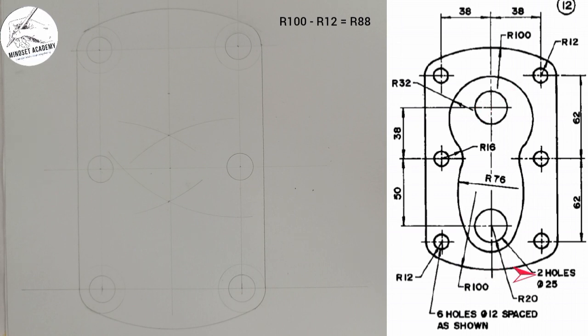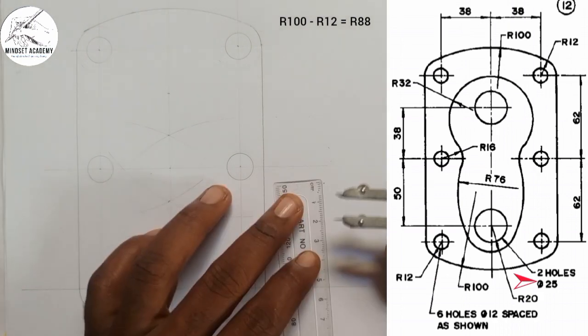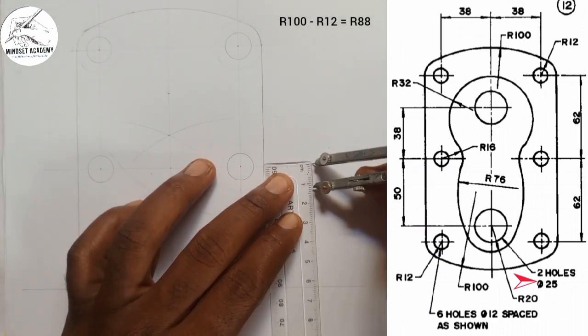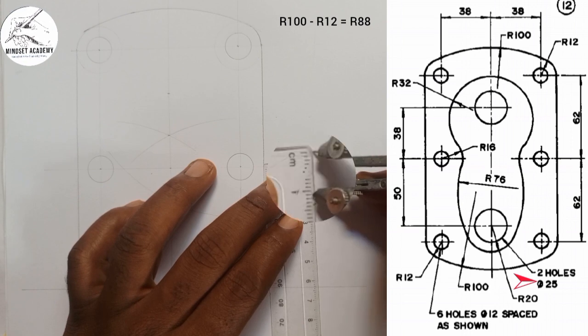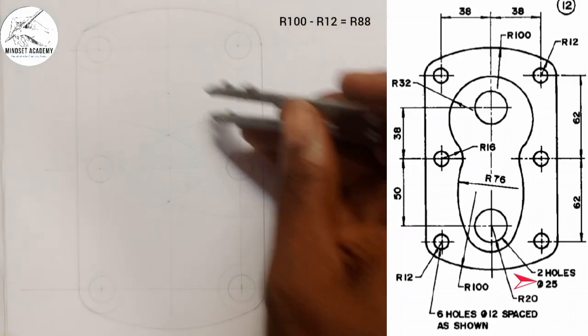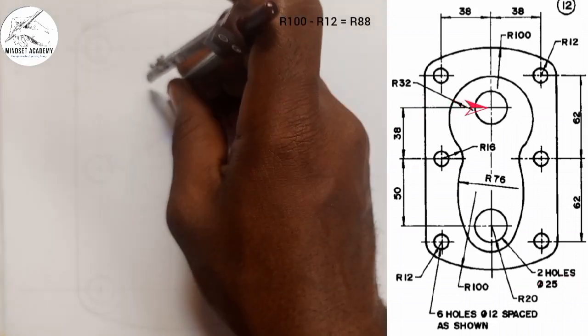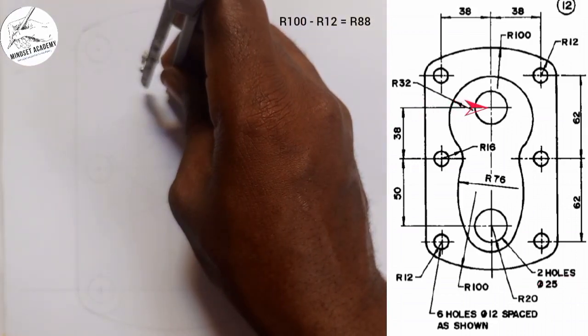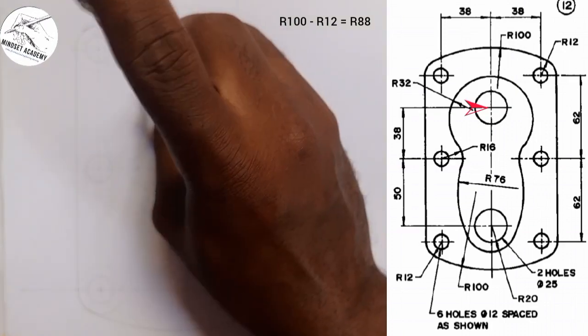If you look down here where the arrow is pointing, it's telling us these two circles, I told you they are symmetrical, these two holes, we are talking about this hole and that hole, have a diameter of 25. So the radius will be what? 12.5. So I will measure 12.5 on my meter rule. This is 0. This is 12.5 here. And I'll place it at this point where I told you the 38, and I'm going to draw a circle.